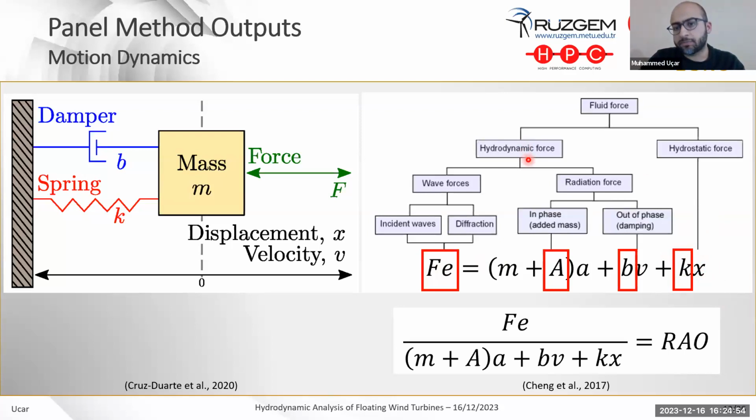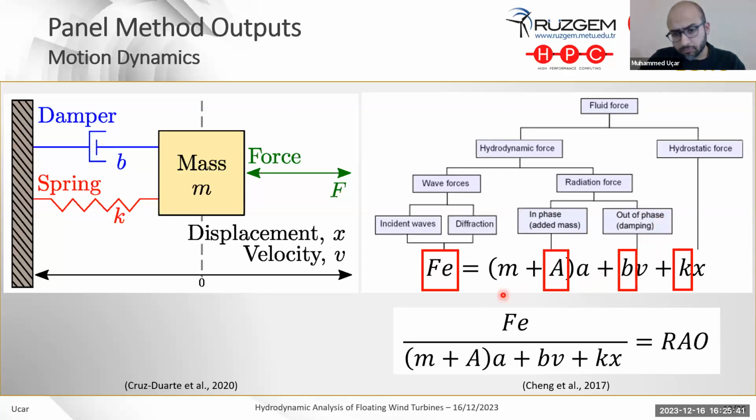For the hydrodynamic forces, we have either the wave forces or the radiation forces. Wave forces consist of the incident waves and diffraction effects. These two are accumulated together and called excitation forces. For the radiation forces, we have added mass, the mass surrounding the body of the structure that needs to be accelerated while having a motion. And the out of phase part is the damping, but that's not a viscous damping, that's the radiation damping. It's also called potential damping. It's not viscous, but because of the out of phase, it damps.